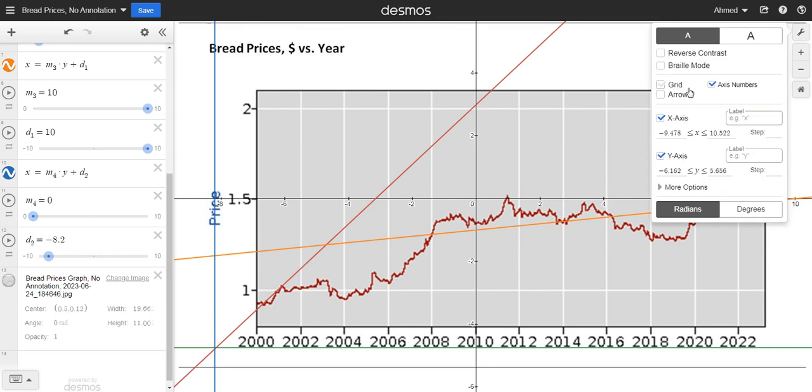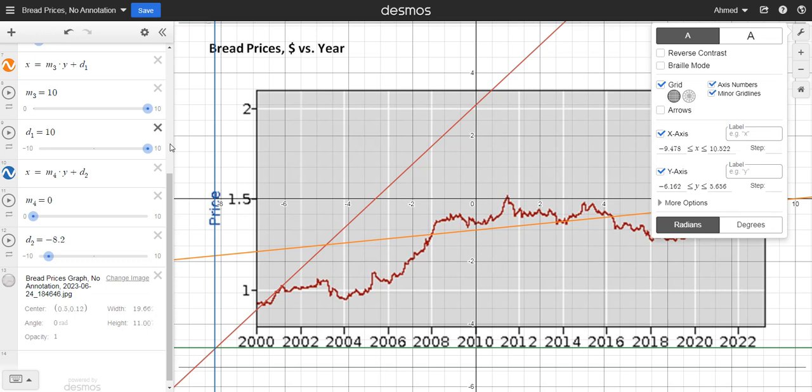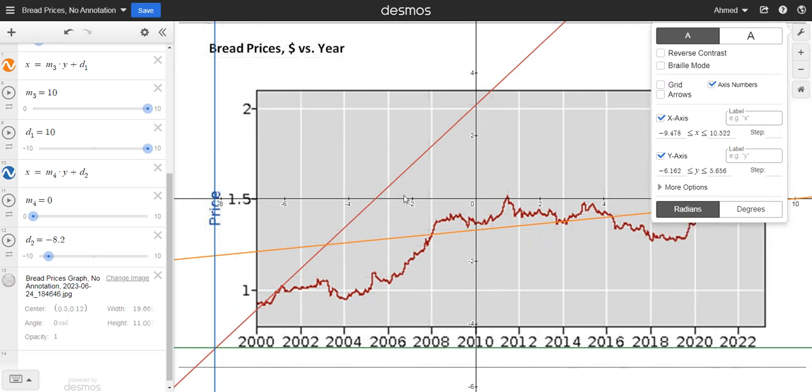One other thing, here's this wrench icon. If you click on the wrench icon, you can turn the background grid in the Desmos graph itself on or off. I removed the background grid because it'll just interfere with the grid that is already shown in the graph.